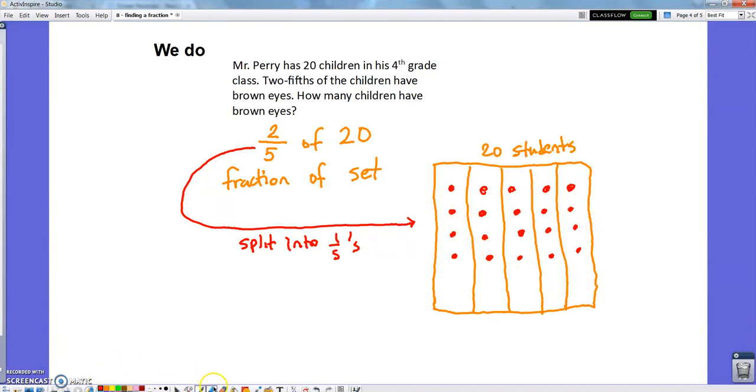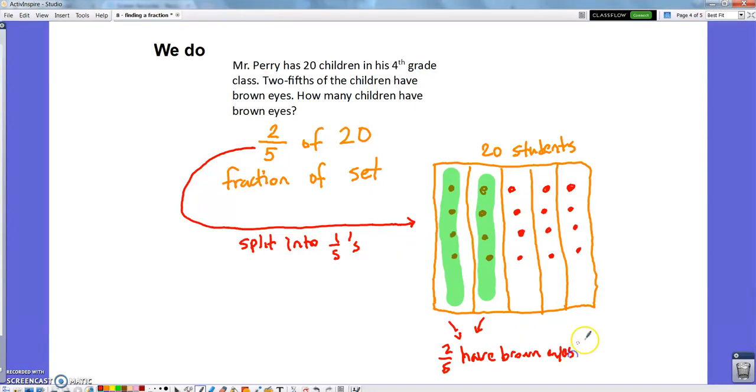And I know from the question 2/5 have brown eyes. So 1/5 has brown eyes, 2/5 have brown eyes. So I can look at my model and I can say 2/5 have brown eyes, and that is 8 students.